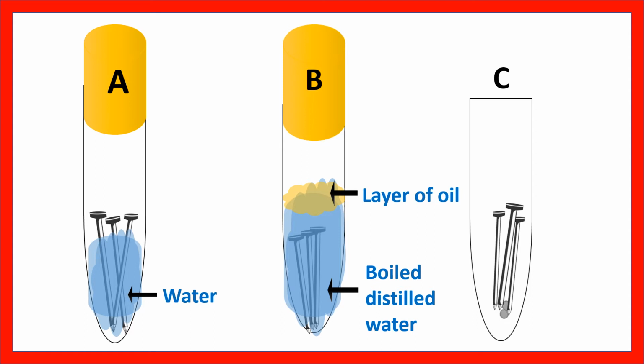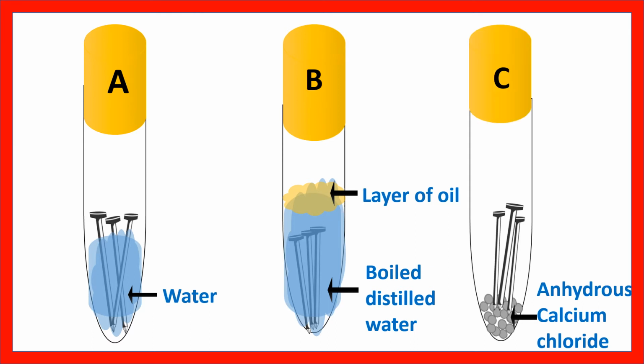Afterwards, we have to take some anhydrous calcium chloride into the third test tube, that is test tube C. Like this, we take the anhydrous calcium chloride in this test tube C. Then we close test tube C. Leave these test tubes for a few days, that means for 10 days, and after 10 days we observe these test tubes again.